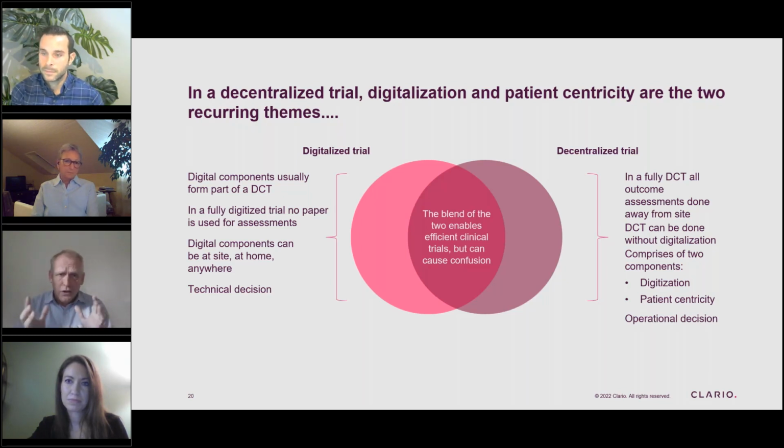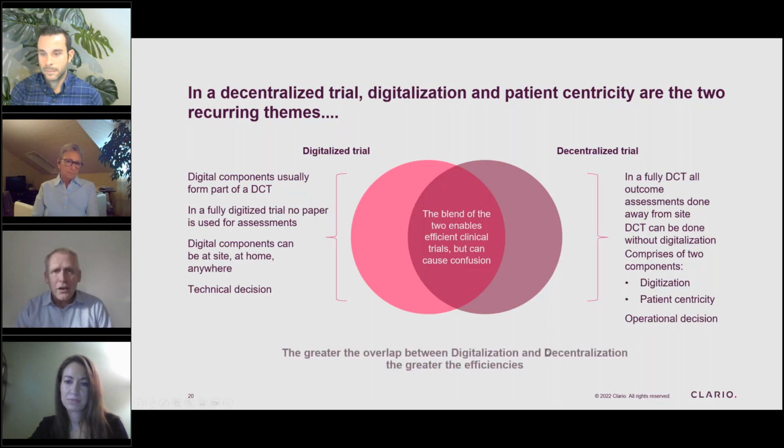Now, there are differences between a digitalized trial and a decentralized trial, which may cause some confusion. And I think that's just to elaborate a little piece on that. The left-hand side with the digitalized trial. In a fully digitalized trial, it's using technologies, there will be no paper. The digital components can be sitting anywhere, whether it's at home or at the investigational site, indeed anywhere. And there'll be technical decisions about what technology should be used.